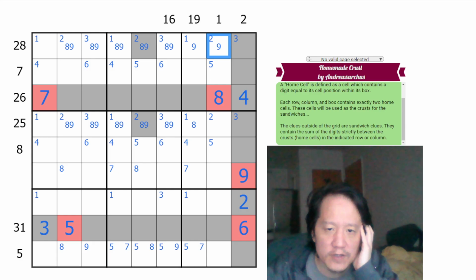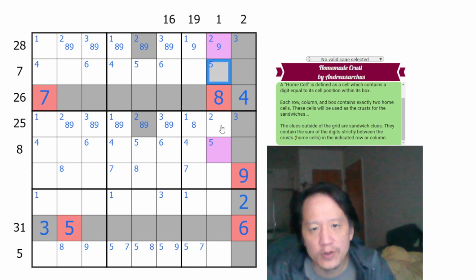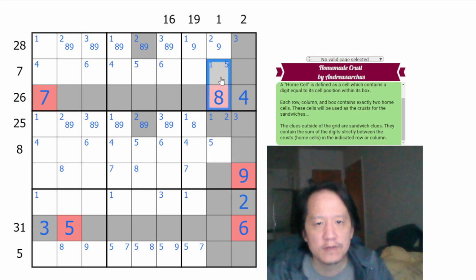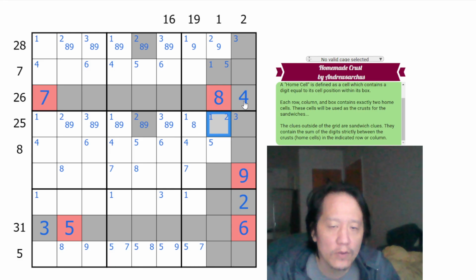So one of these two is potential home cell. Let's make it pink. Then we can change it. So these cannot be. Or actually, I guess we'll just not make it pink, but make everything else gray. So then the 1 has to be one of these two in this column.